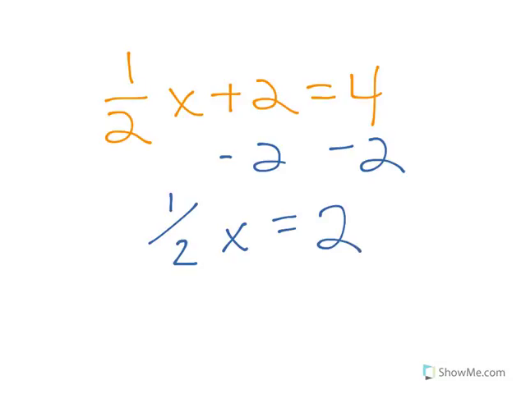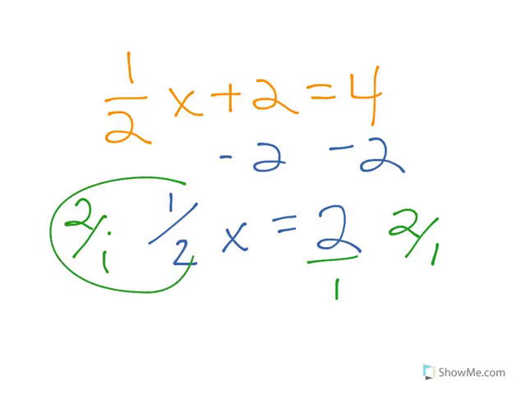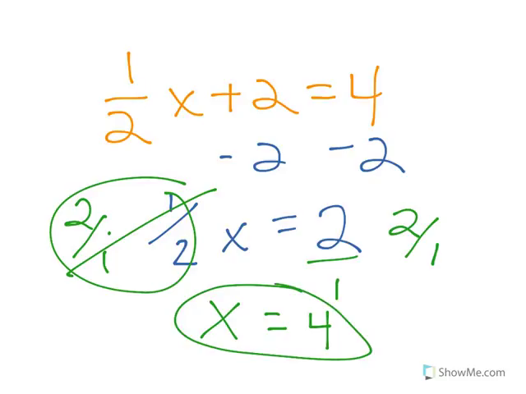The next step would then be, I'm going to multiply by 2 over 1 on both sides. That's that reciprocal step that I was just saying about. Gives you a shortcut. So 2 over 1 times 1/2 gives me 1x. And then on the right hand side, I have 2 times 2 gives me 4. And 1 times 1 gives me 1, so I don't even need that. I have x equals 4. Let's do one more example.